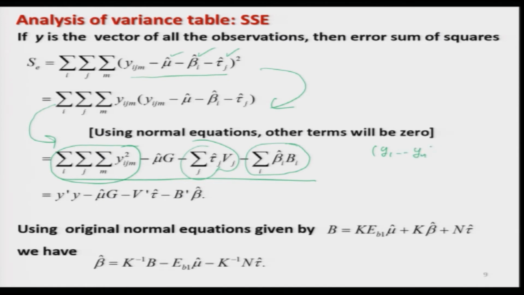For example, if you have a vector y1, y2, up to yn, and you write y transpose y, you can see this is summation y_i squared. So, this can be written as y transpose y minus mu hat times G, and the summation tau_j hat V_j can be written as V transpose tau hat, and the term summation beta_i hat B_i can be written as B transpose beta hat.